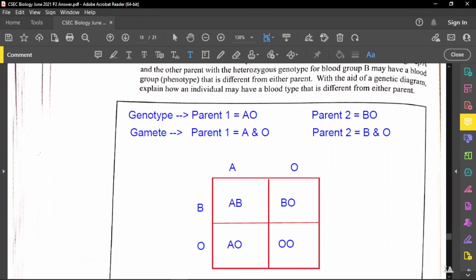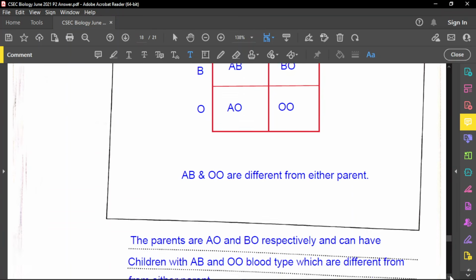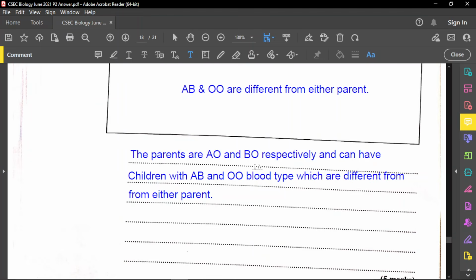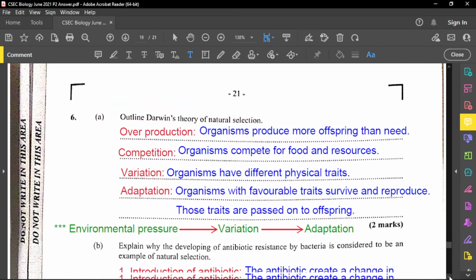All right, and so the point to note is that the AB and the OO, which is thus O group, are different from either parent. So one parent again was AO and one parent was BO. So these two here, which are the AB and O, are different from the parents. And so to explain it, the parents are AO and BO respectively and can have children with AB and O blood group type, which are different from either parent. All right, so that's just the answer right there. For 5 marks, the diagrams with explanation will earn you 5 marks easily.